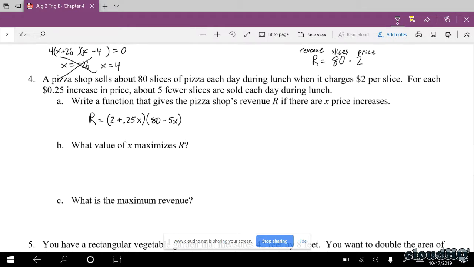Now we have an equation. It is a quadratic equation. I will be able to graph that. You can graph that on the calculator. It'll be a parabola, a parabola that's opening downward. They're asking about the maximum. The value of x that maximizes r, and the maximum r value. So it looks like all you have to do is figure out what this vertex is, and that'll answer parts B and C.